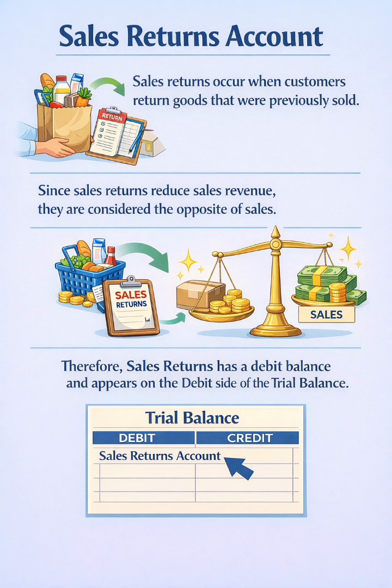Sales returns account. Sales returns occur when customers return goods that were previously sold. Since sales returns reduce sales revenue, they are considered the opposite of sales. Therefore, sales returns has a debit balance and appears on the debit side of the trial balance.